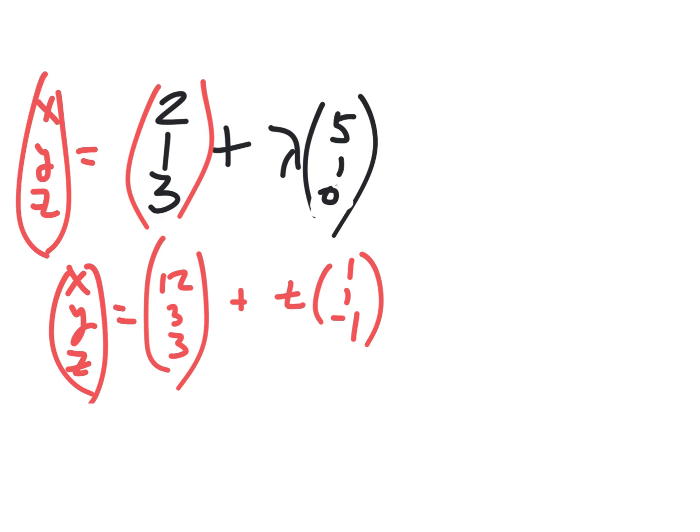All right, so you make your little set of equations here. X equals 2 plus 5 lambda.